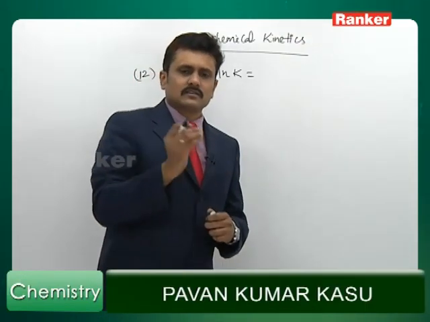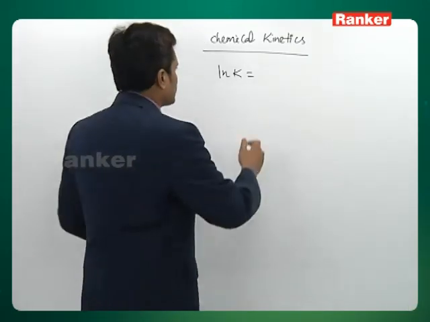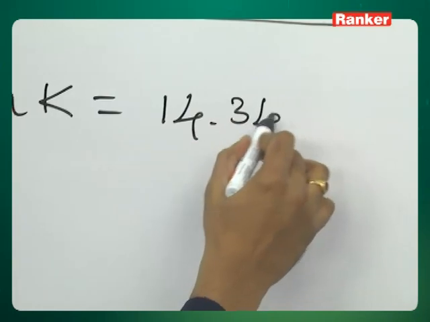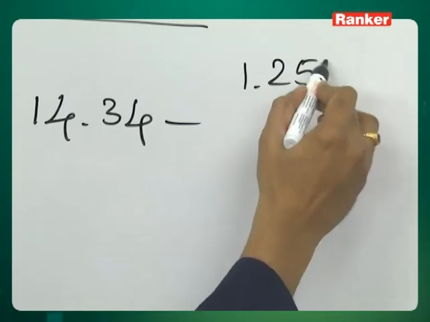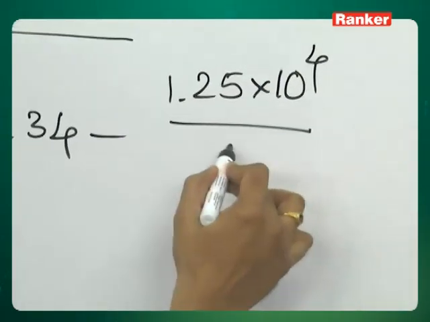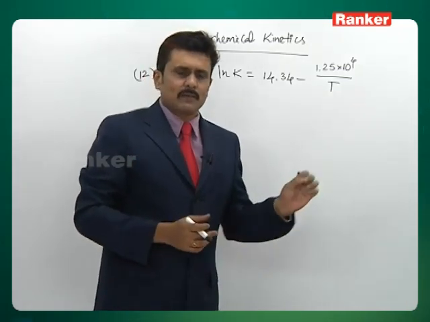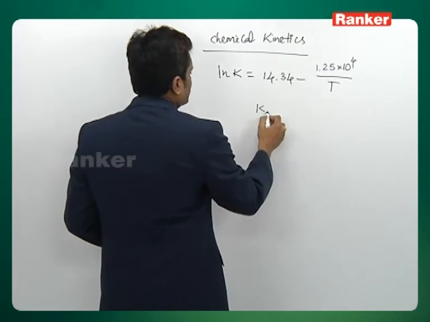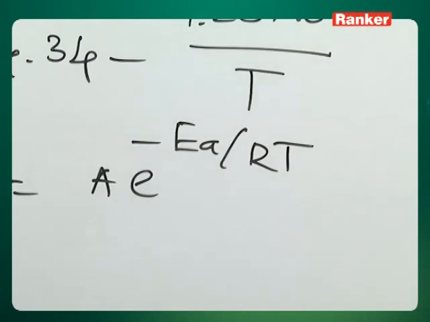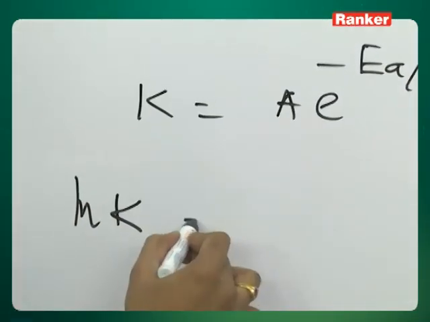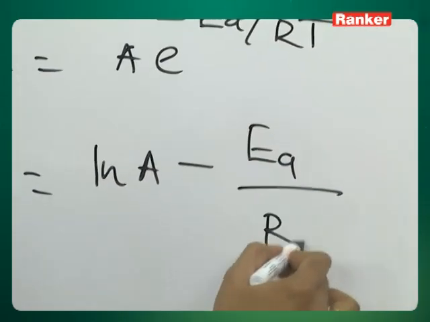We have the Arrhenius equation in terms of logarithms, where log K is given as 14.34 minus 1.25 into 10 to the power 4 upon temperature in Kelvin. Now, when we are given this expression, we will map it with the Arrhenius equation and take the existing values. When I write this as natural logarithm of K, we are going to write it as natural logarithm of A minus EA upon RT.